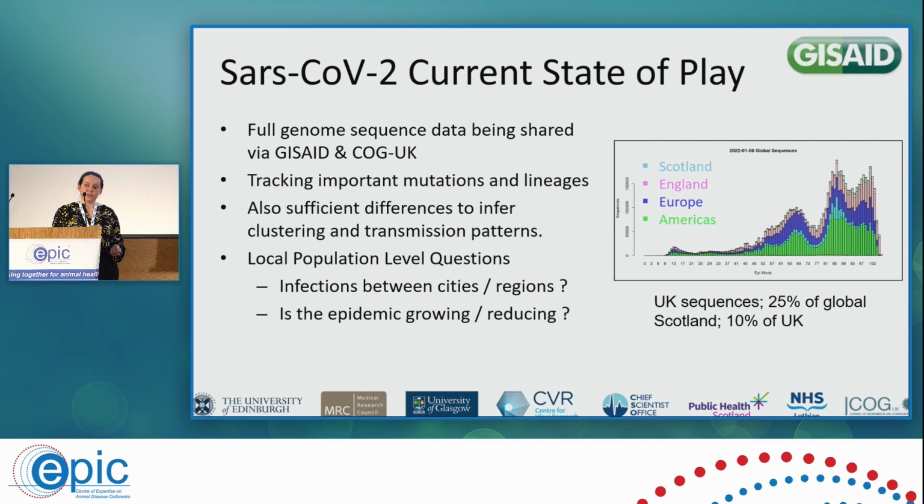So what can you use these sequences for? Well, you can track important mutations and lineages, as I'm sure you've all heard about. Also, you have sufficient differences to infer clustering and transmission patterns, as we've been seeing with avian influenza and bovine viral diarrhea. And the types of questions you want to ask are, what are the infections between the cities and the regions, and is the epidemic growing or reducing? Again, this sequence data is well placed to answer these kinds of questions.